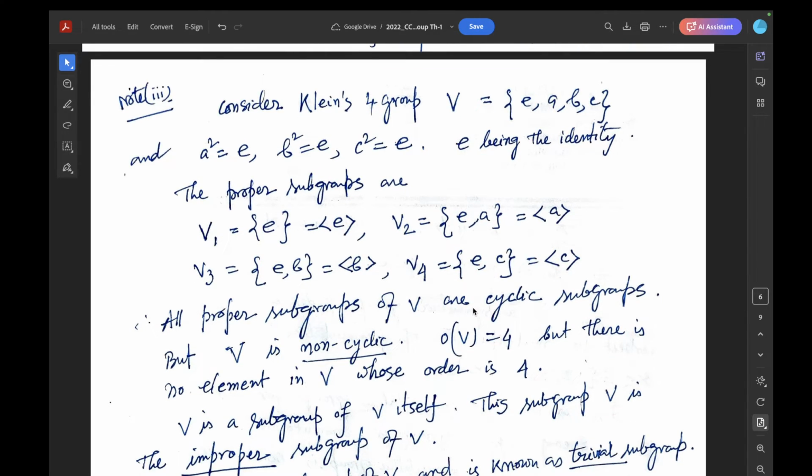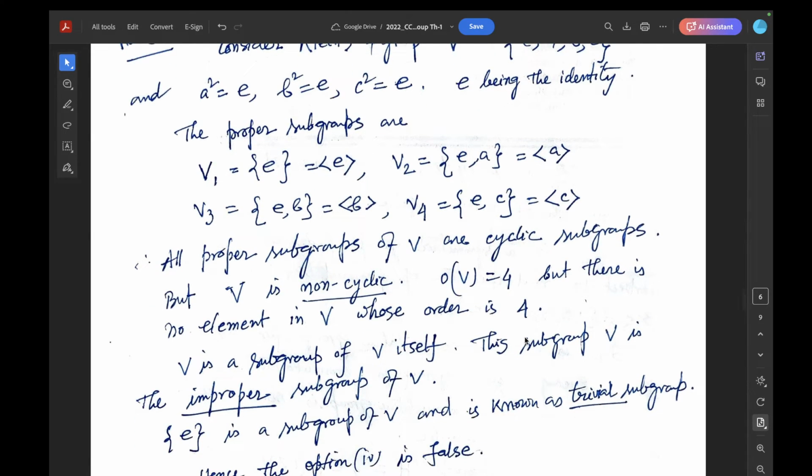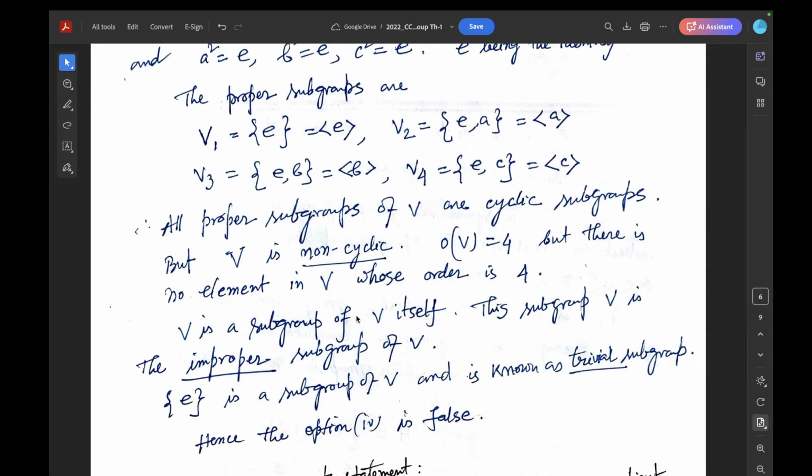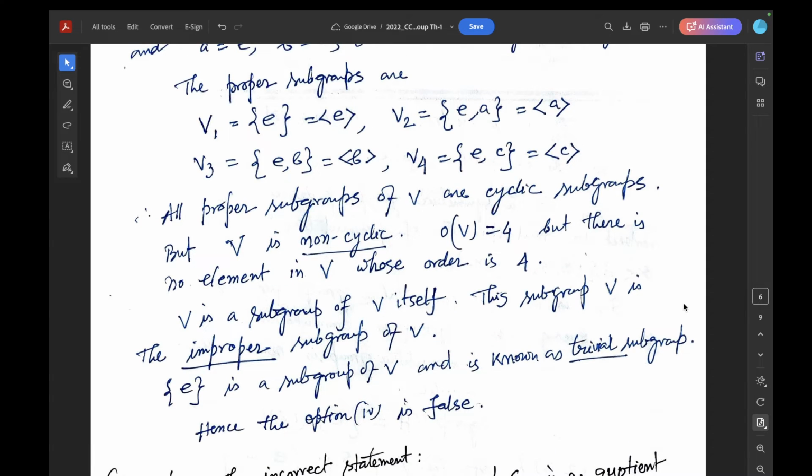All proper subgroups of V are cyclic subgroups, but V is non-cyclic. The order of V is equal to 4, but there is no element in V whose order is 4. V is a subgroup of V itself, and this subgroup V is an improper subgroup of V. And the singleton set {e} is a subgroup of V, and this identity element set is known as the trivial subgroup.